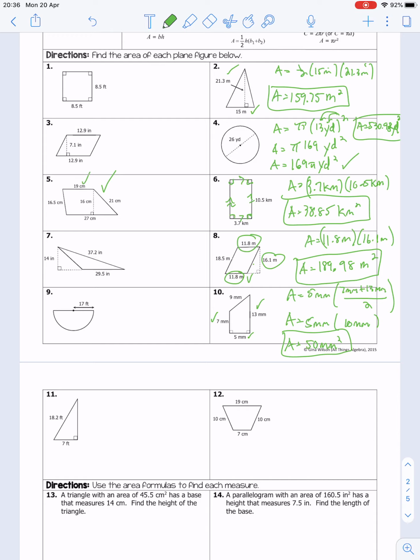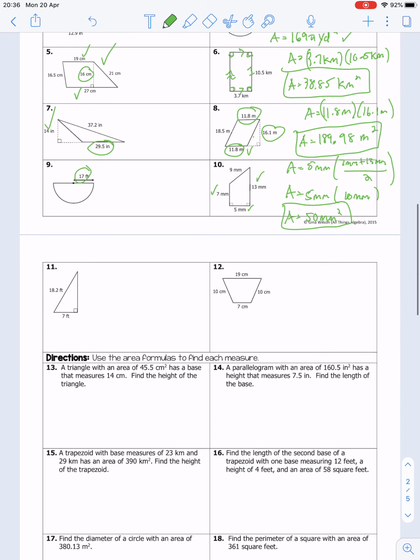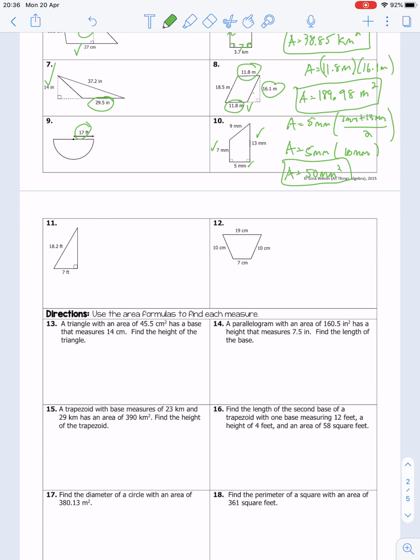Now, if we went up here and did some of these, that would also be a trapezoid. Base, height. Number 7, we would have our base and our height. Number 9, we have our radius, and we would find the area of the circle, and since this is half a circle, we would just find the area and divide by 2. That's the idea.